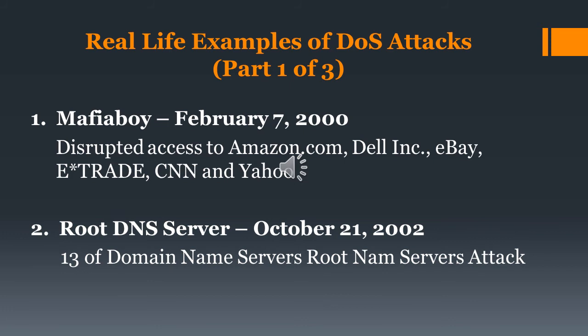Now that we have a better understanding of what a DOS attack and a DDoS attack are, we know how to deal with it when we are being attacked, and we also know how to know when we are being attacked by knowing the symptoms of it. I'm going to be going over 6 examples that have happened in real life. The first one is called Mafia Boy. This one happened on February 7th of 2000.